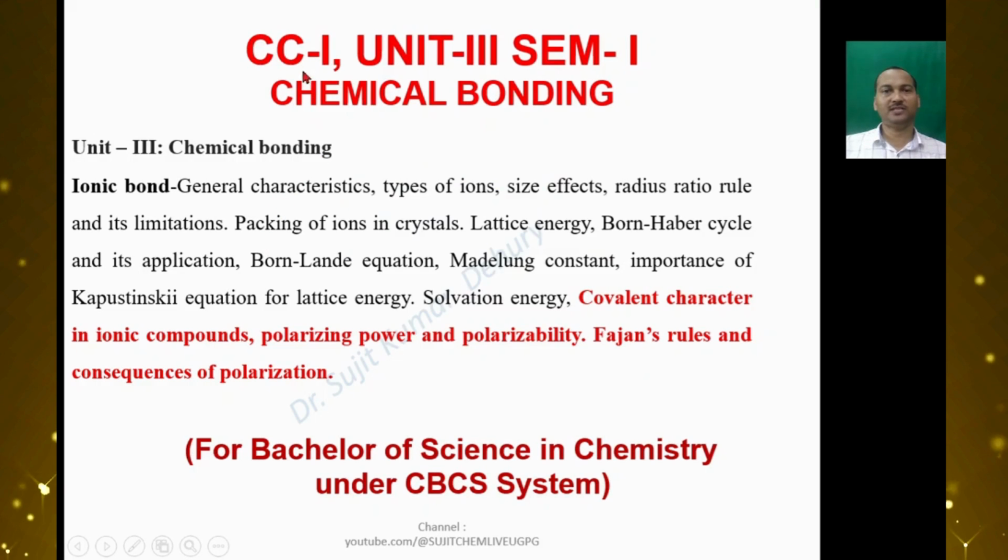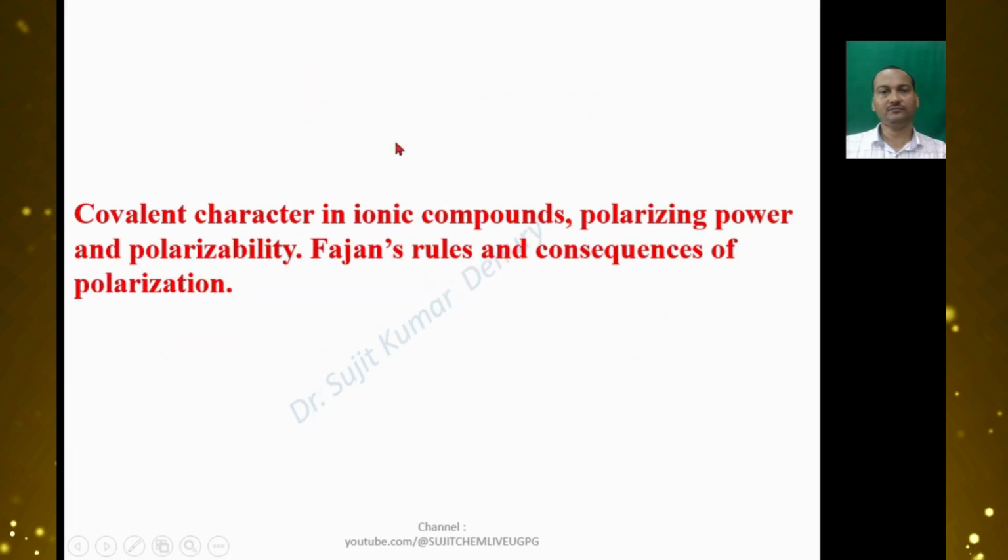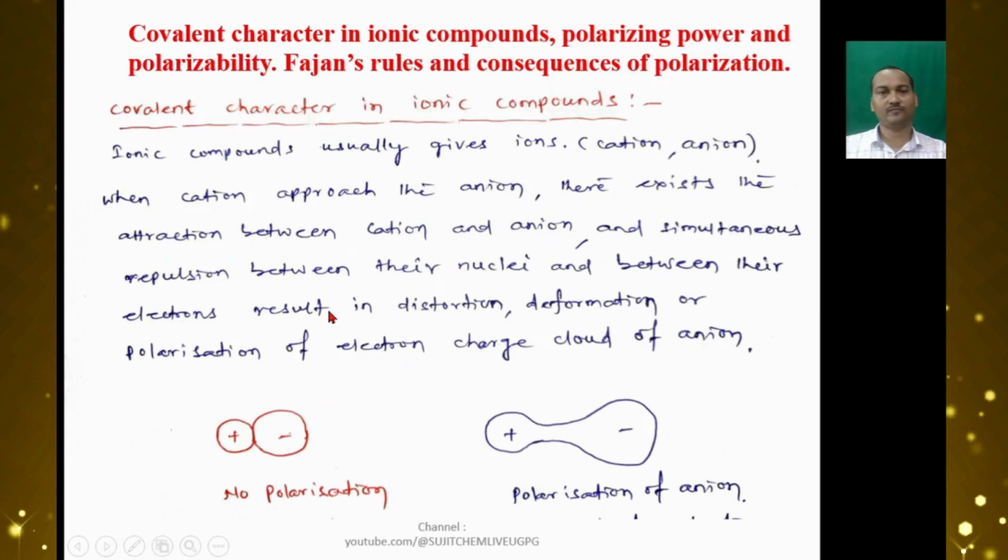So this is the syllabus for Core 1 paper Unit 3 Chemical Bonding. So let's discuss the covalent character in ionic compounds, polarizing power and polarizability, Fajan's rule and consequences of polarization. So first is covalent character in ionic compound.